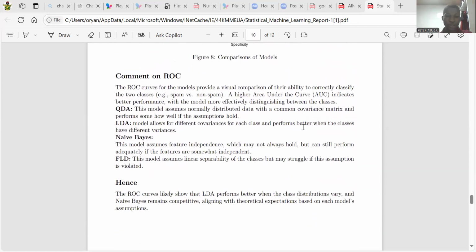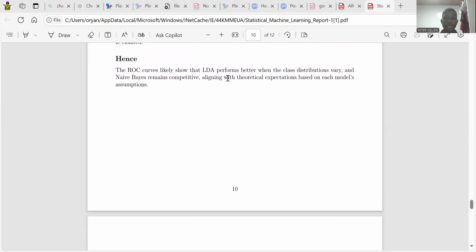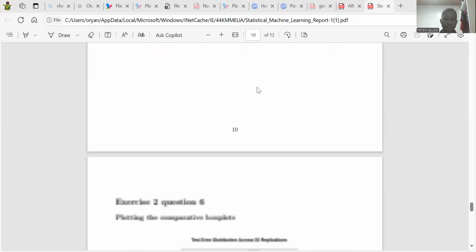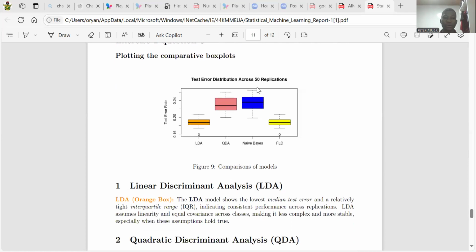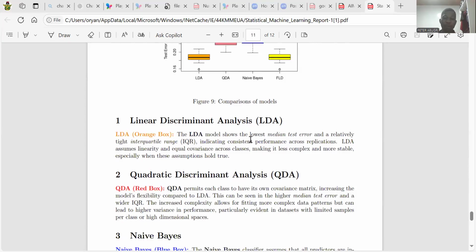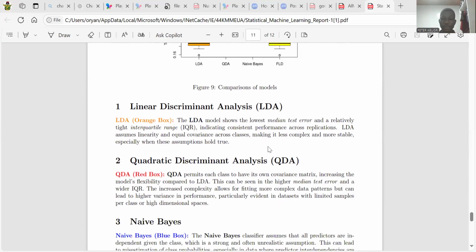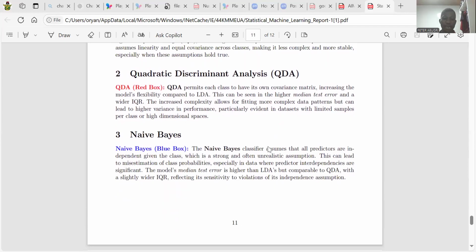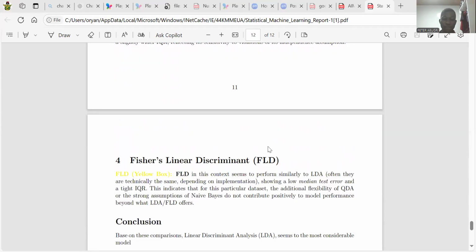Comment on ROC. The ROC curves were also plotted, and they provide a visual comparison of how well the models correctly classify the two cases, either spam or non-spam. The ROC curves likely show that LDA performs better when class distributions vary and naive Bayes remains competitive, aligning with theoretical expectations based on each model's assumptions. So we plotted comparative plots of the models, based on four models: linear discriminant analysis, quadratic discriminant analysis, naive Bayes, and Fisher linear discriminant.